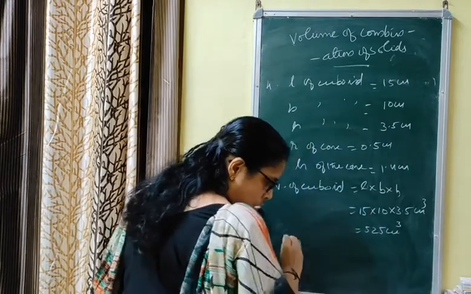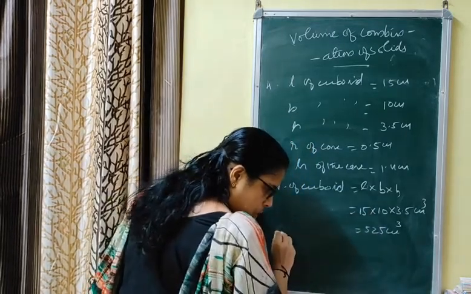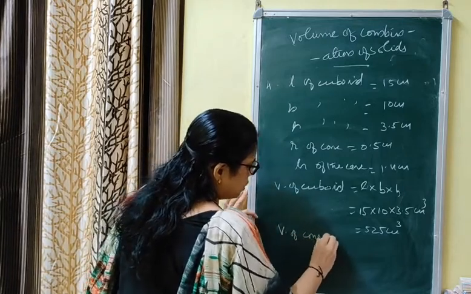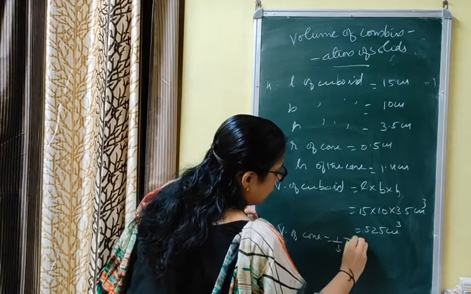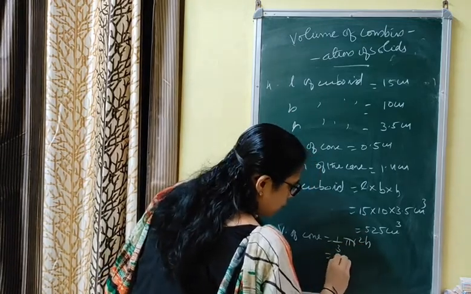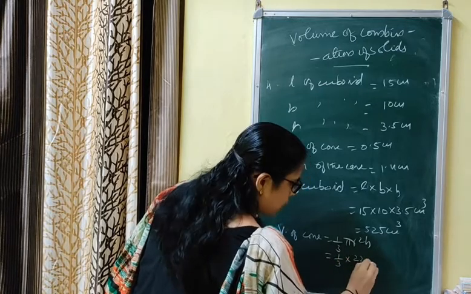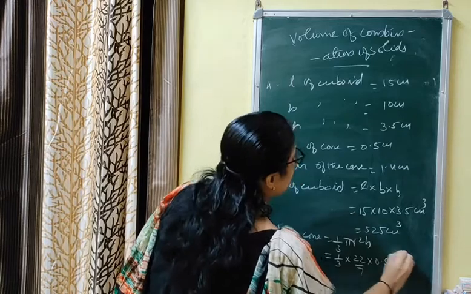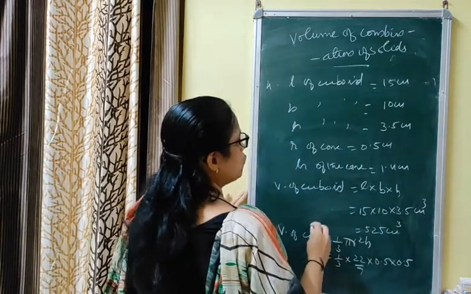Now the volume of a cone. Volume of cone is equal to 1 by 3 pi r square h. That is 1 by 3 into 22 by 7 into r square, which is 0.5 into 0.5, into h. Where is h of the cone? 1.4.